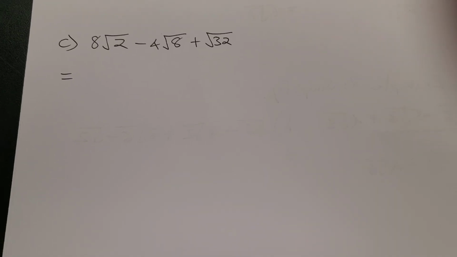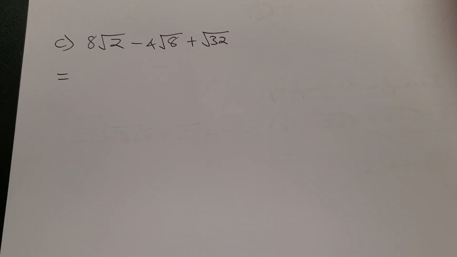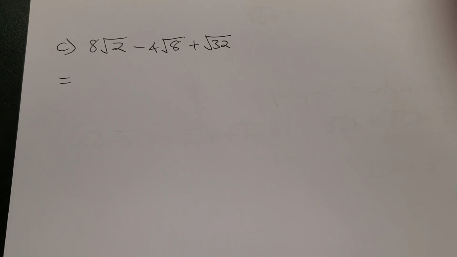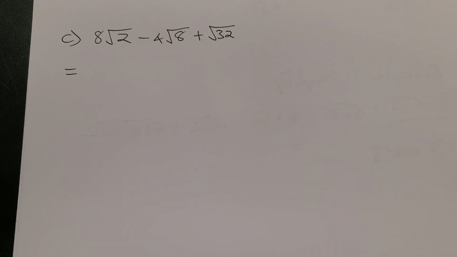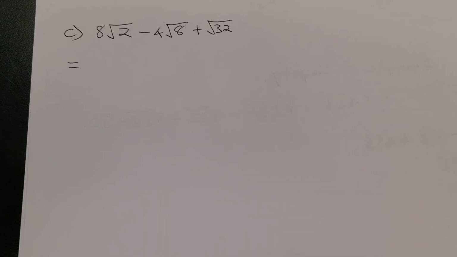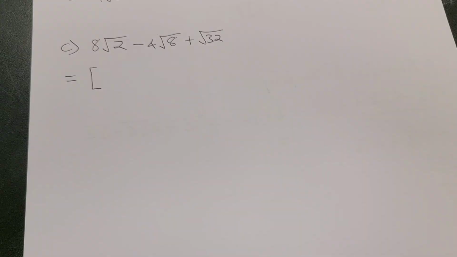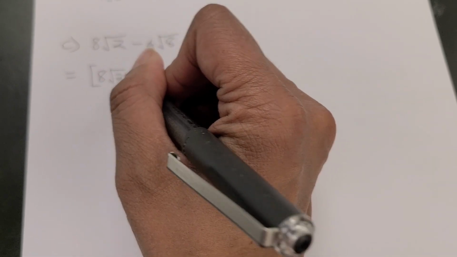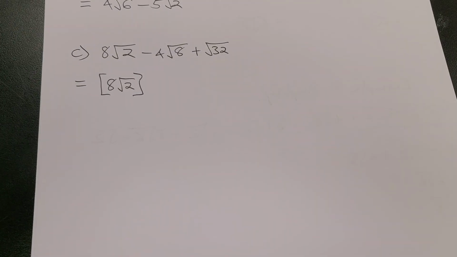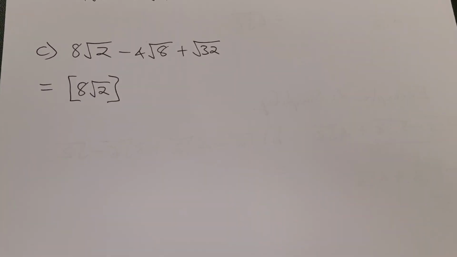Okay, and now we're going to try something that's a little bit harder. This is C, question C, 8 root 2 minus 4 root 8 plus root 32, okay? So I have to basically simplify each of these terms. So let's start with the first term. I'm going to put some brackets. The 8 is outside, times root 2. But I notice I can't simplify the radical here for root 2.